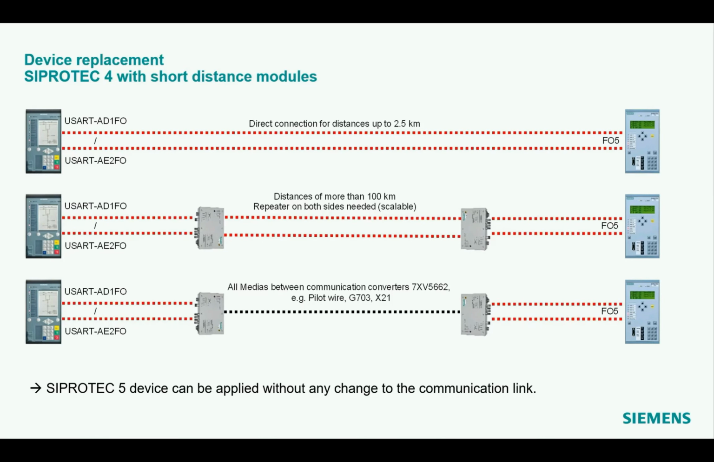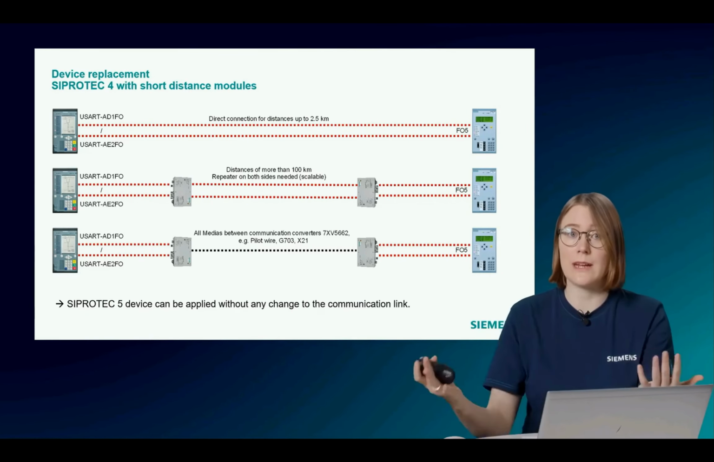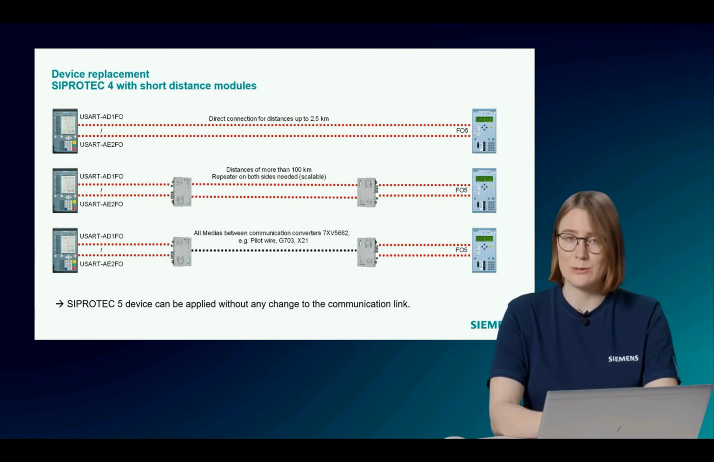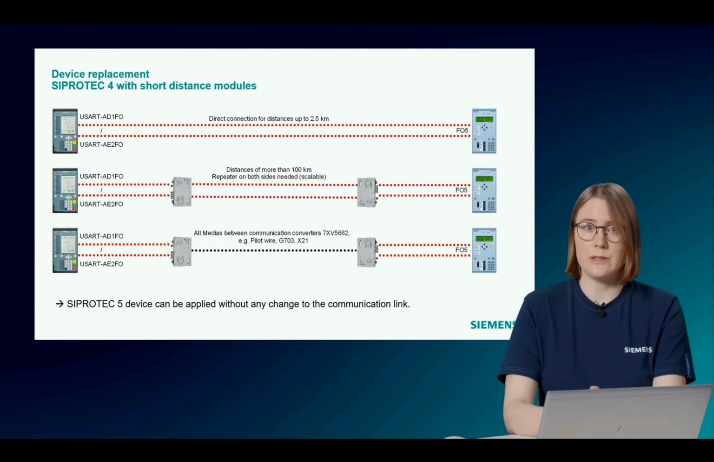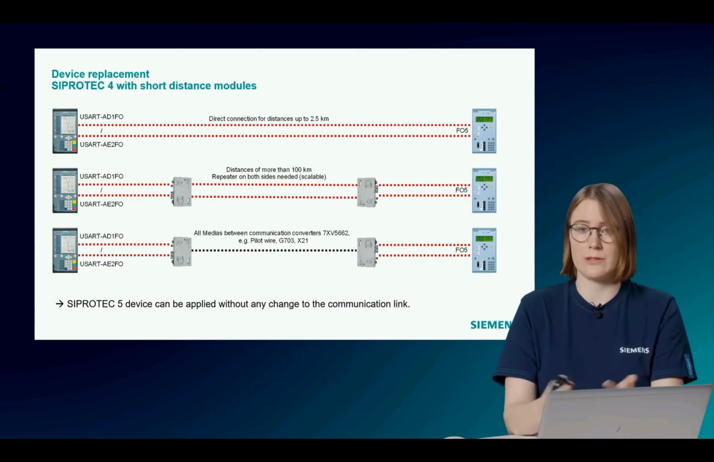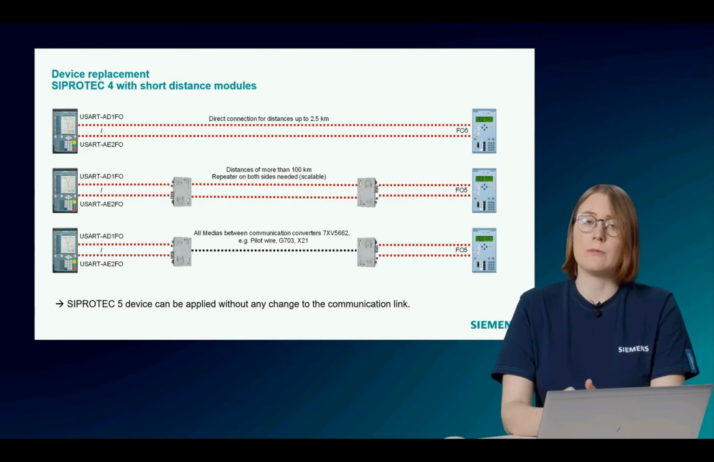If you already have a communication topology for a distance greater than 100 km with 2 repeaters, you can exchange your SIPROTEC 4 device with a SIPROTEC 5 device with a USART81 or AE2 module in it. The same is valid when you have a communication topology with communication converters in it. Here, all media between the 2 converters that worked for your SIPROTEC 4 setup will also work for the SIPROTEC 5 devices. For example, pilot wire connection.